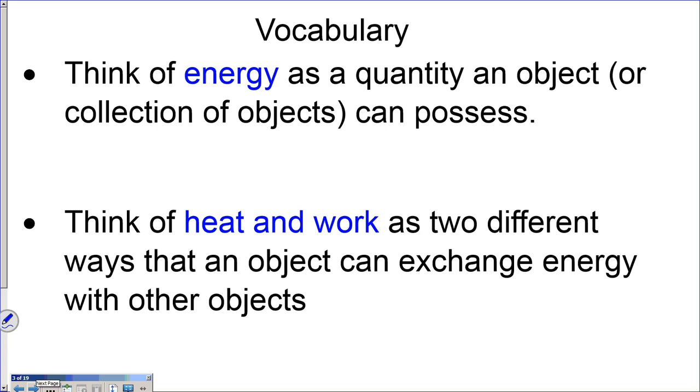I want you to think of energy as a quantity that an object, or a group of objects, can possess. So actually how many joules they're gaining, or how much energy specifically they're gaining. And this could be a single particle, or it could be an object as a whole. Whereas we're going to think about heat and work as two different ways that an object is exchanging energy with other objects. So energy is the quantity itself. Heat and work is going to be the exchange of that energy.